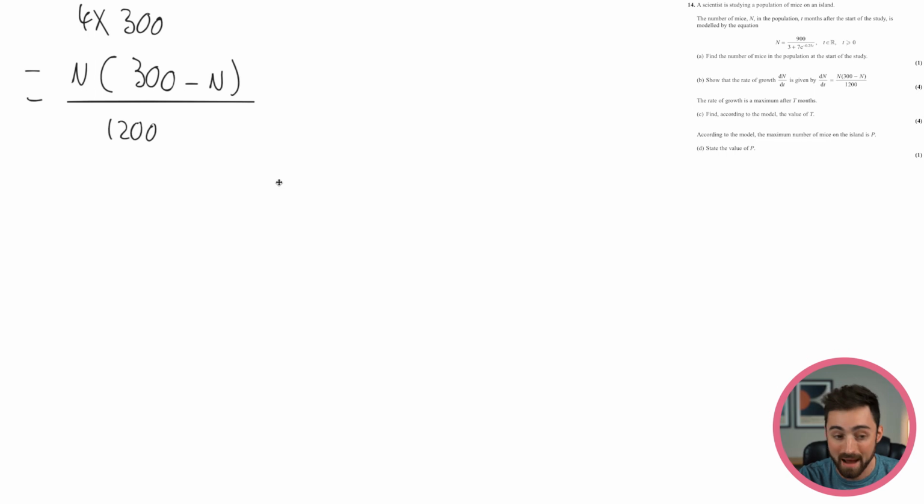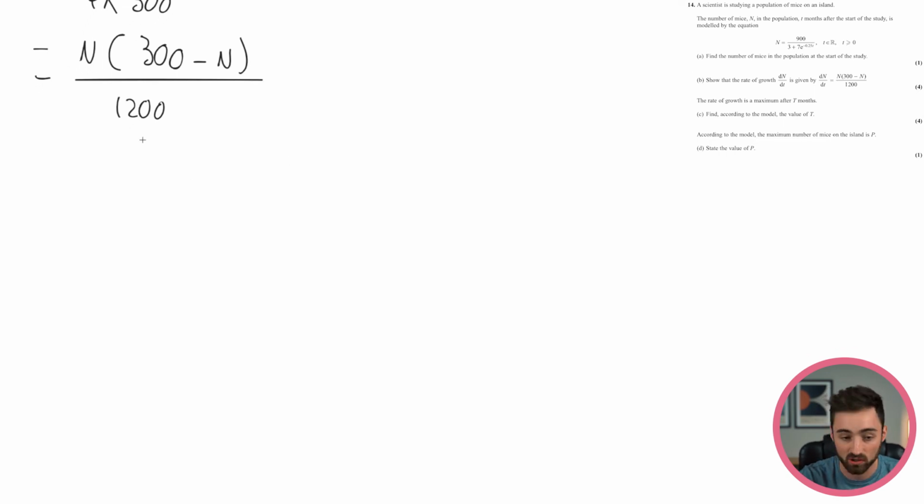The rate of growth is a maximum after t months. Find, according to the model, the value of t. Okay, so we've done all of this work to get the derivative in terms of n. And that's because the form of this is actually quite nice. So I believe it's just going to be a case of finding out essentially what the maximum value of n should be, and then, given this.